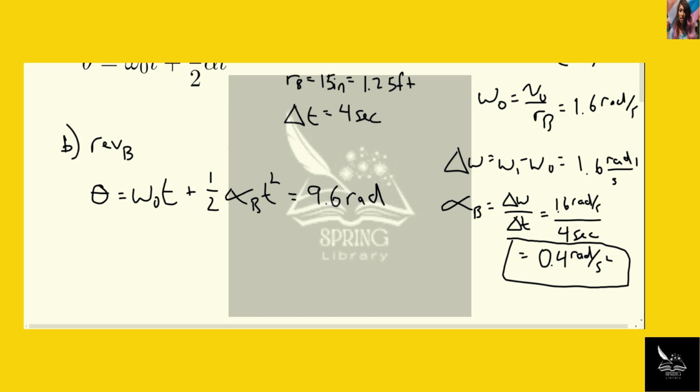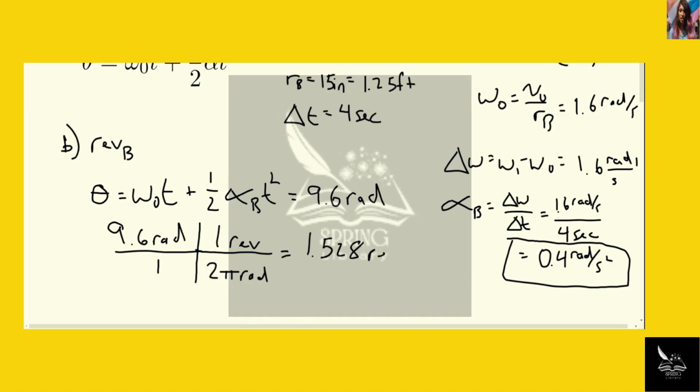Great, but we're not looking for radians, we're looking for revolutions. In order to turn radians into revolutions, we can just convert it. 9.6 radians, and with dimensional analysis, we know that there are 2 pi radians in 1 revolution. 9.6 divided by 2 pi is 1.528 revolutions. And that's how many revolutions B makes in the 4-second interval.